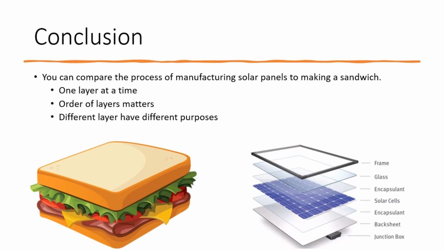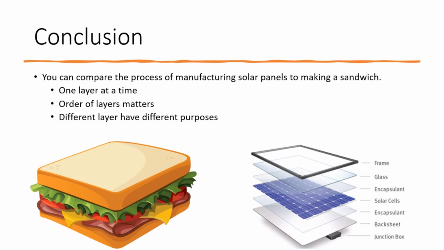In conclusion, as simple as this may sound, you can compare the process of manufacturing solar panels to making a sandwich. You have to take it one layer at a time. The order of layers matters. Just for example, you wouldn't want both slices of bread on top of each other and then all the meats, cheeses, and vegetables above that. That wouldn't make a lot of sense.